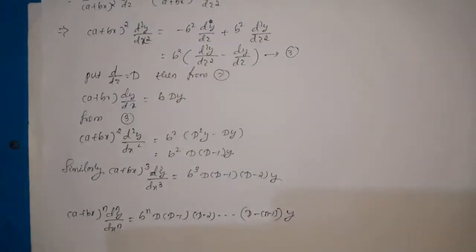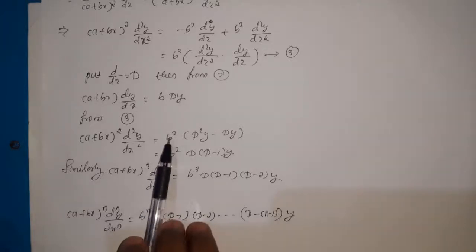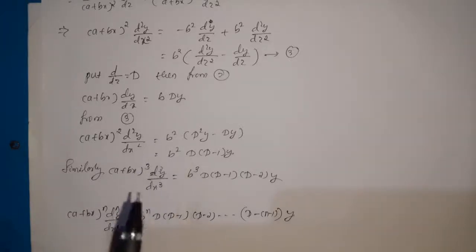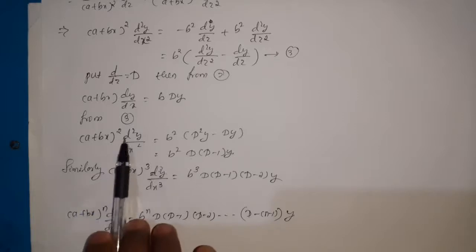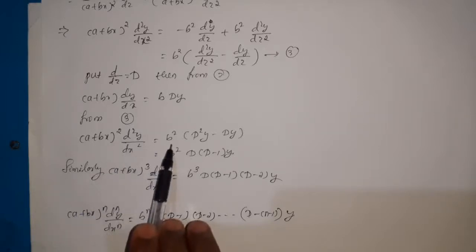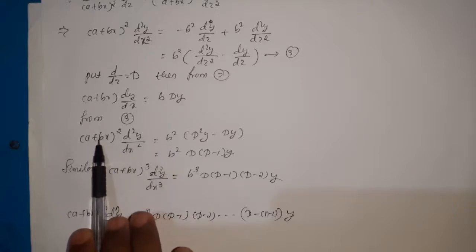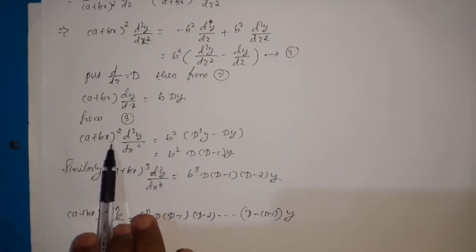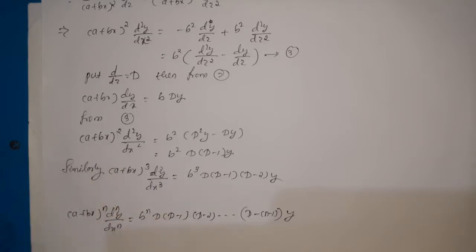So this procedure is similar to the previous case. There we considered x into dy by dx equal to capital D, then x square d square y by dx square equal to D into D minus 1, x cube d cube y by dx cube equal to D into D minus 1 into D minus 2. Here also it is the same, but the only extra thing is that we are considering b, b square, b cube, b power 4, depending on the order of the derivative. Here b is the coefficient of x in the given differential equation.